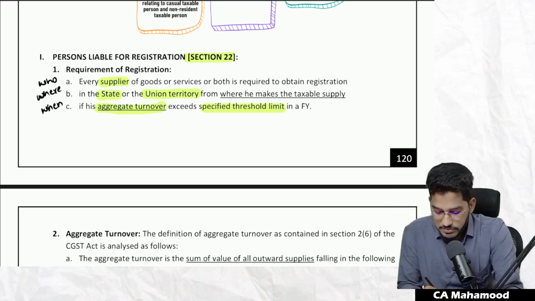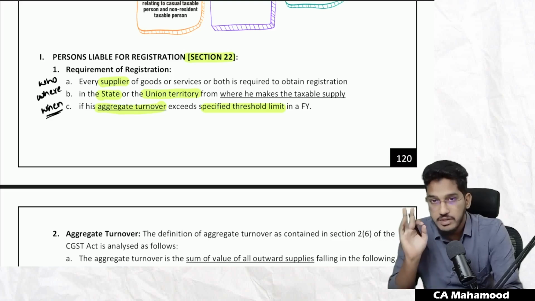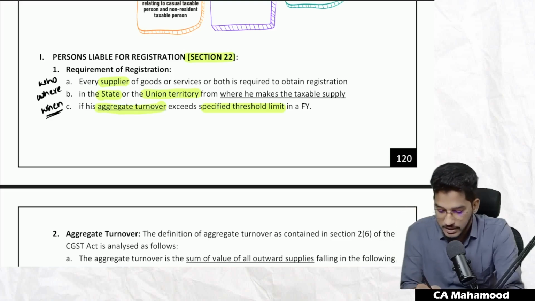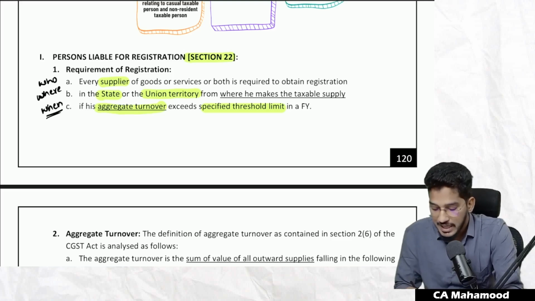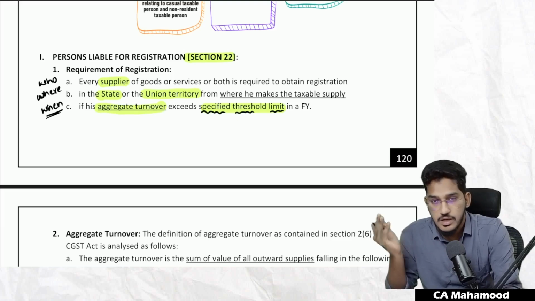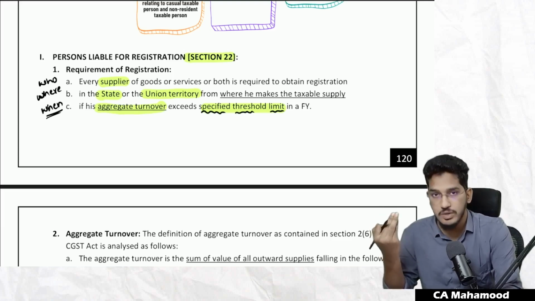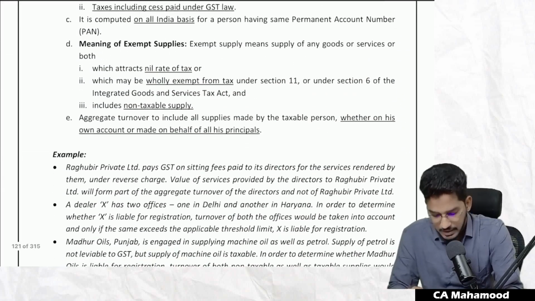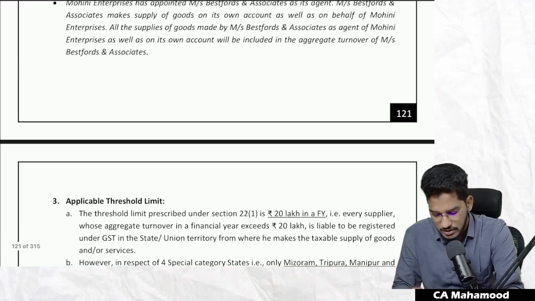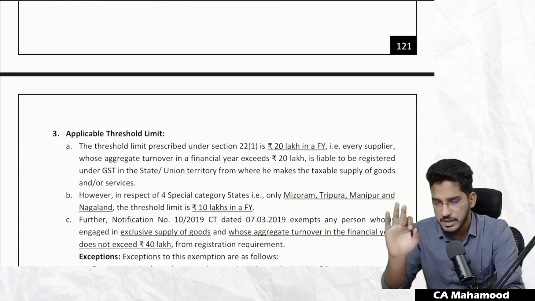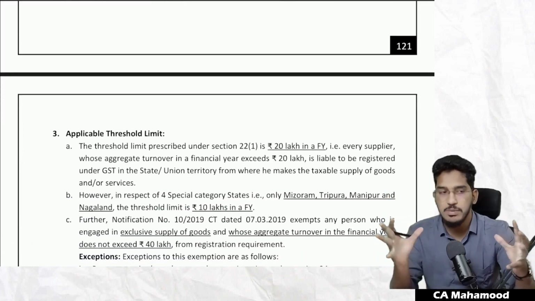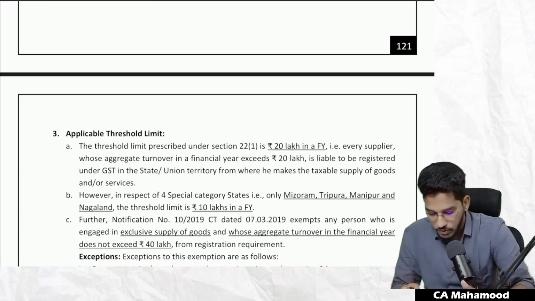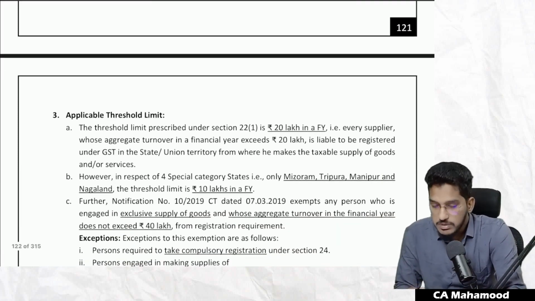First we will address when he will be required to take registration. They are saying if the aggregate turnover exceeds the specified threshold limit in the financial year. Sir, what is that threshold limit? What is that limit which, if exceeded, I am required to take the registration? In order to understand that, just follow the way I am teaching. Trust me, I will cover the entire text in the material, but I will explain the concept in one order. Follow that order only. So what is that applicable threshold limit, sir?